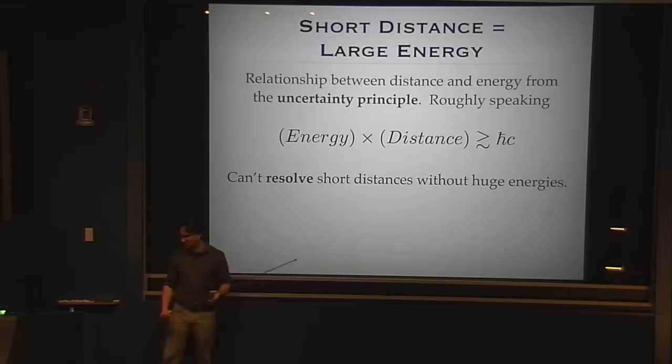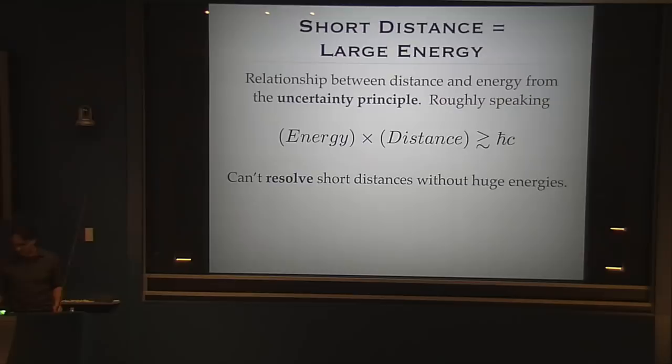In the classical limit, you ignore h-bar and say it's zero, and then you can resolve arbitrarily short distances with whatever energy you want. But accounting for quantum mechanics, this is some fixed number, and so to get resolving power for very small objects, you need a ton of energy. So that's why, ultimately, we build big colliders, because we need a lot of energy to see really small things.